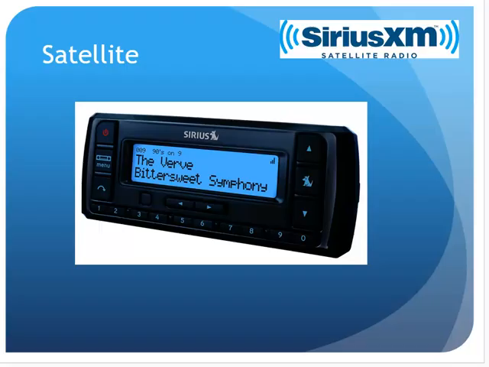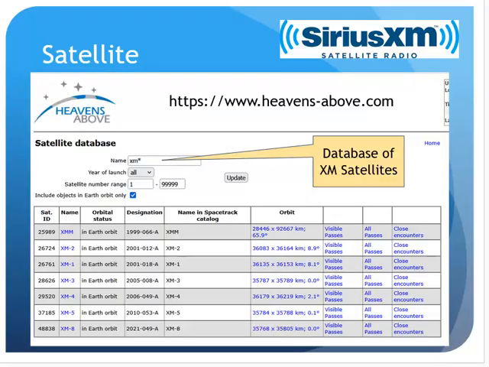This is kind of for fun. Because satellites are orbiting the globe, there needs to be a database of them. This site here, heavens-above.com, you can plug information in and find out about a satellite's orbit, when it was launched, etc. Out of curiosity I plugged in XM to see what kind of XM satellites are up there. Here's a bunch, and when they were launched.